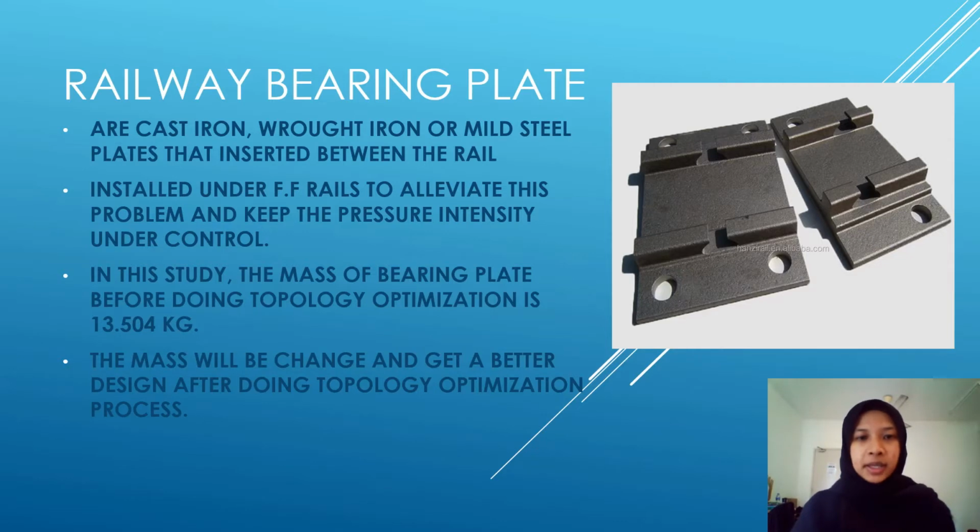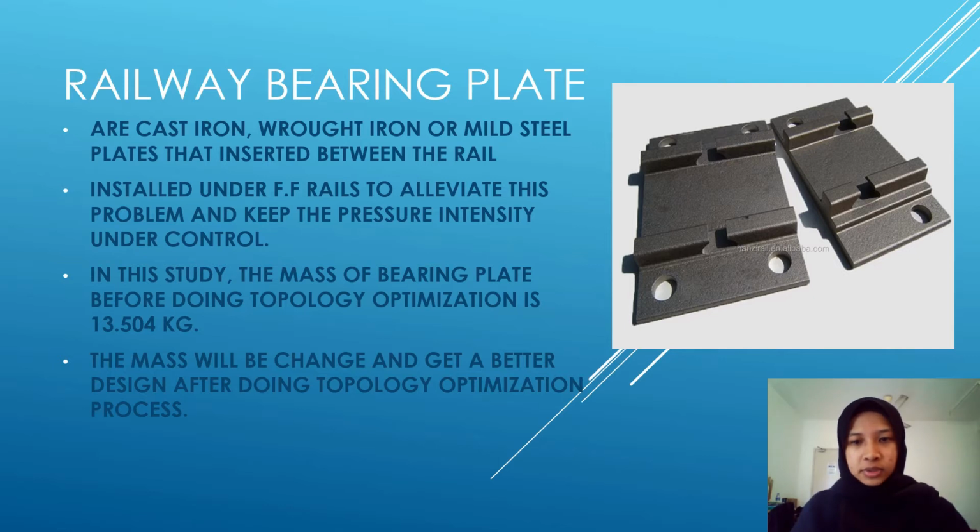Railway bearing plate. Bearing plates of railway are cast iron, wrought iron, and mixed steel plates that are inserted between the rail and the sleeper. Bearing plates are installed under the rail to alleviate the problem and keep the pressure intensity under control. In this study, a bearing plate is considered as a case study model to study the potential of the topology optimized design approach in reducing the weight of railway plates that can be produced using additive manufacturing, 3D printing.